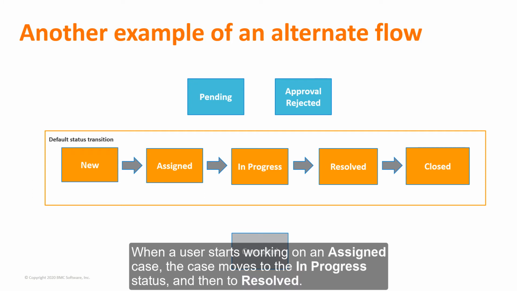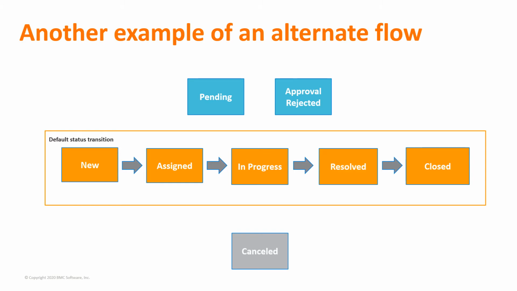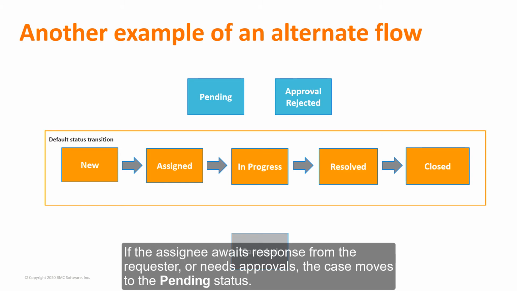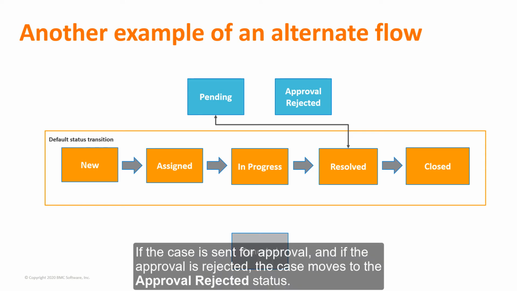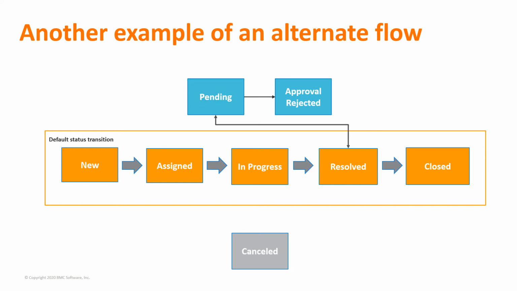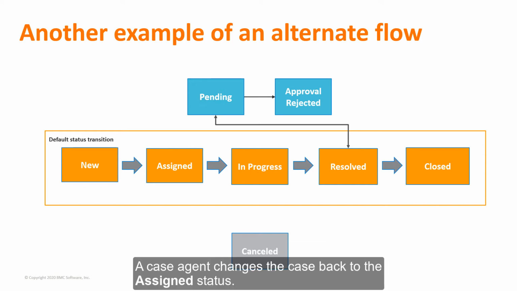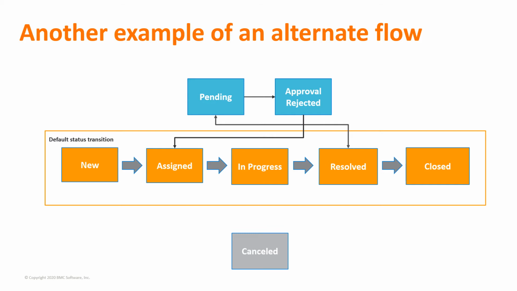When a user starts working on an assigned case, the case moves to the in progress status, and then to resolved. While working on the case, if the assignee awaits response from the requester, or needs approvals, the case moves to the pending status. If the case is sent for approval, and if the approval is rejected, the case moves to the approval rejected status.